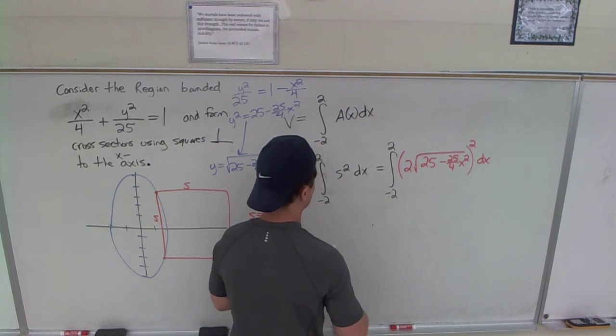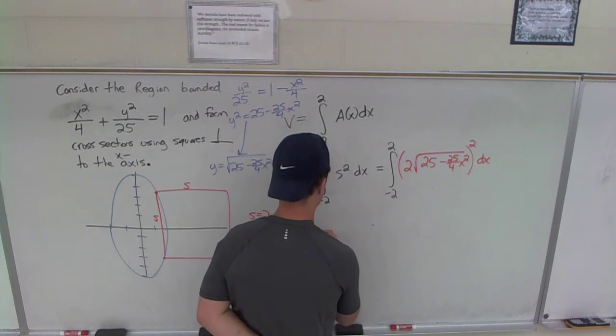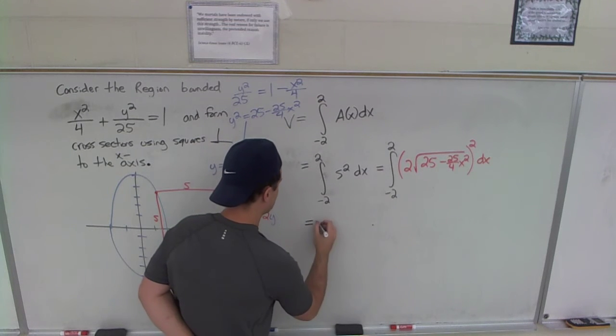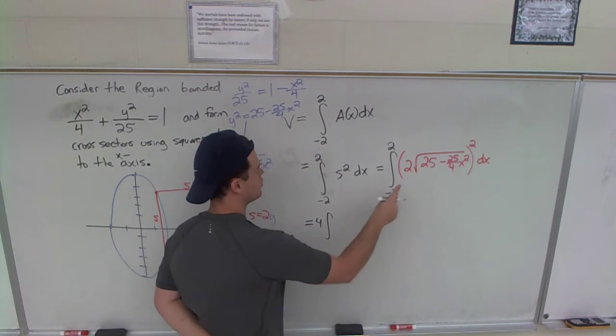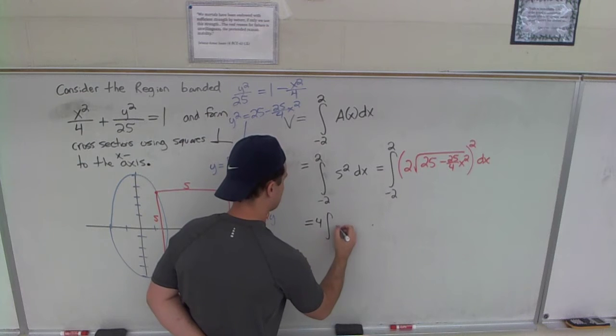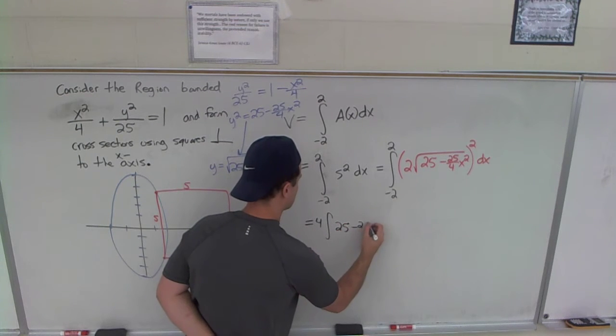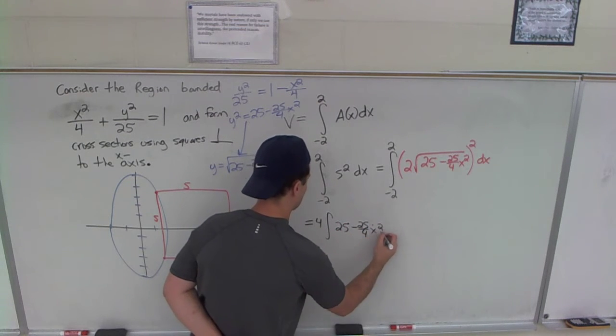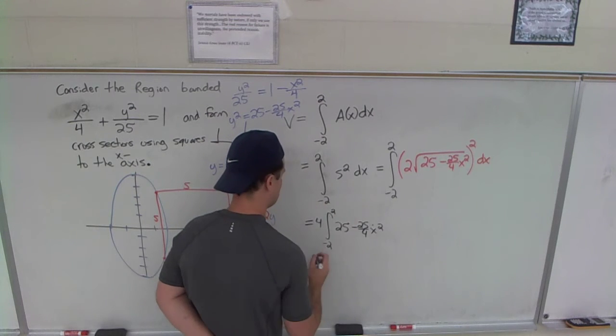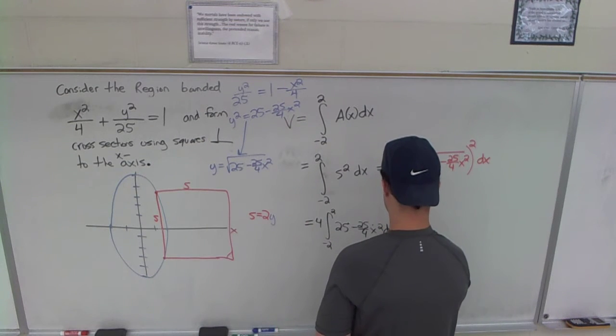So now we just got to do the integral. Let's see if this one turns out simple or not. So 2 squared is 4. I'm going to take that out of my integral. Square root and squared cancel, thank goodness. So we just have this guy left, from -2 to 2. That's a pretty easy integral dx.